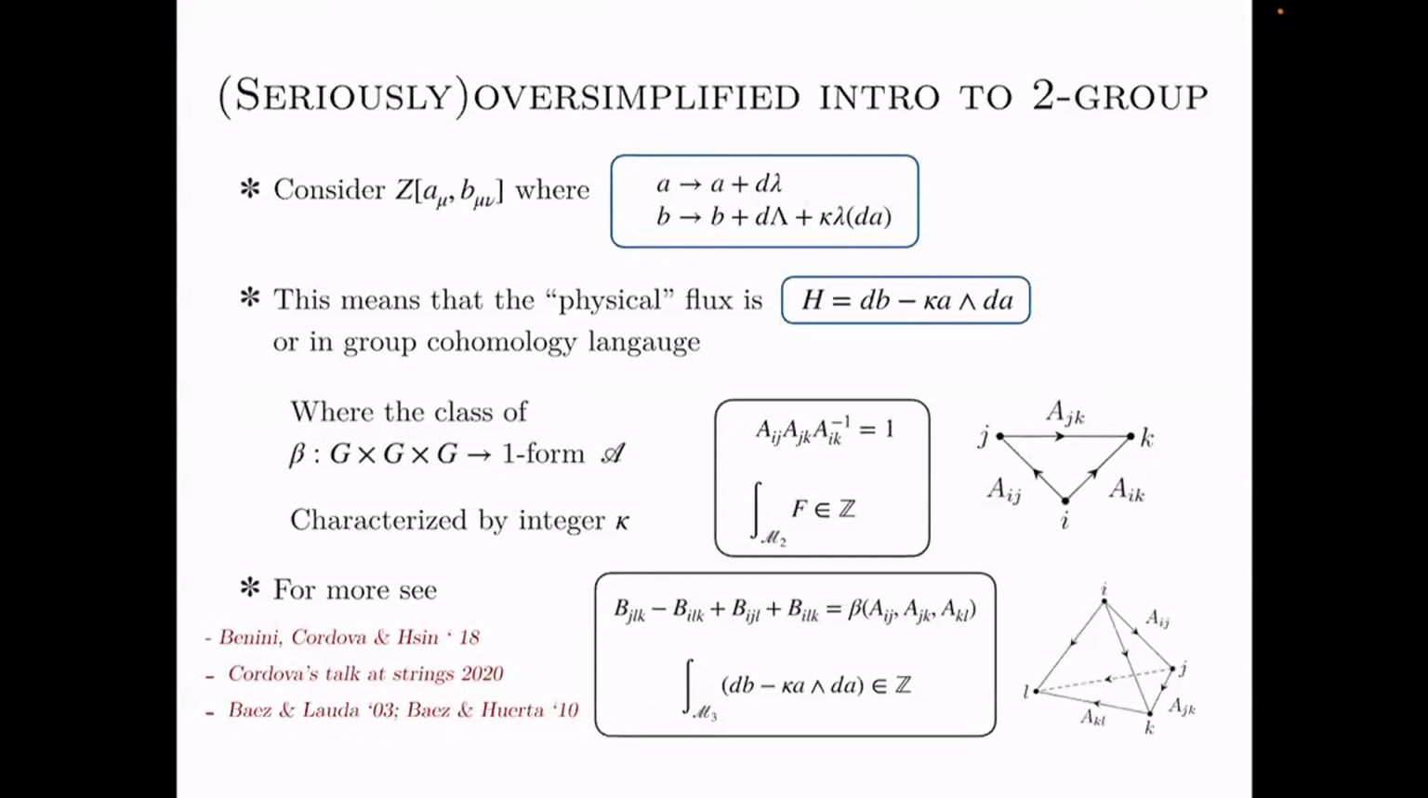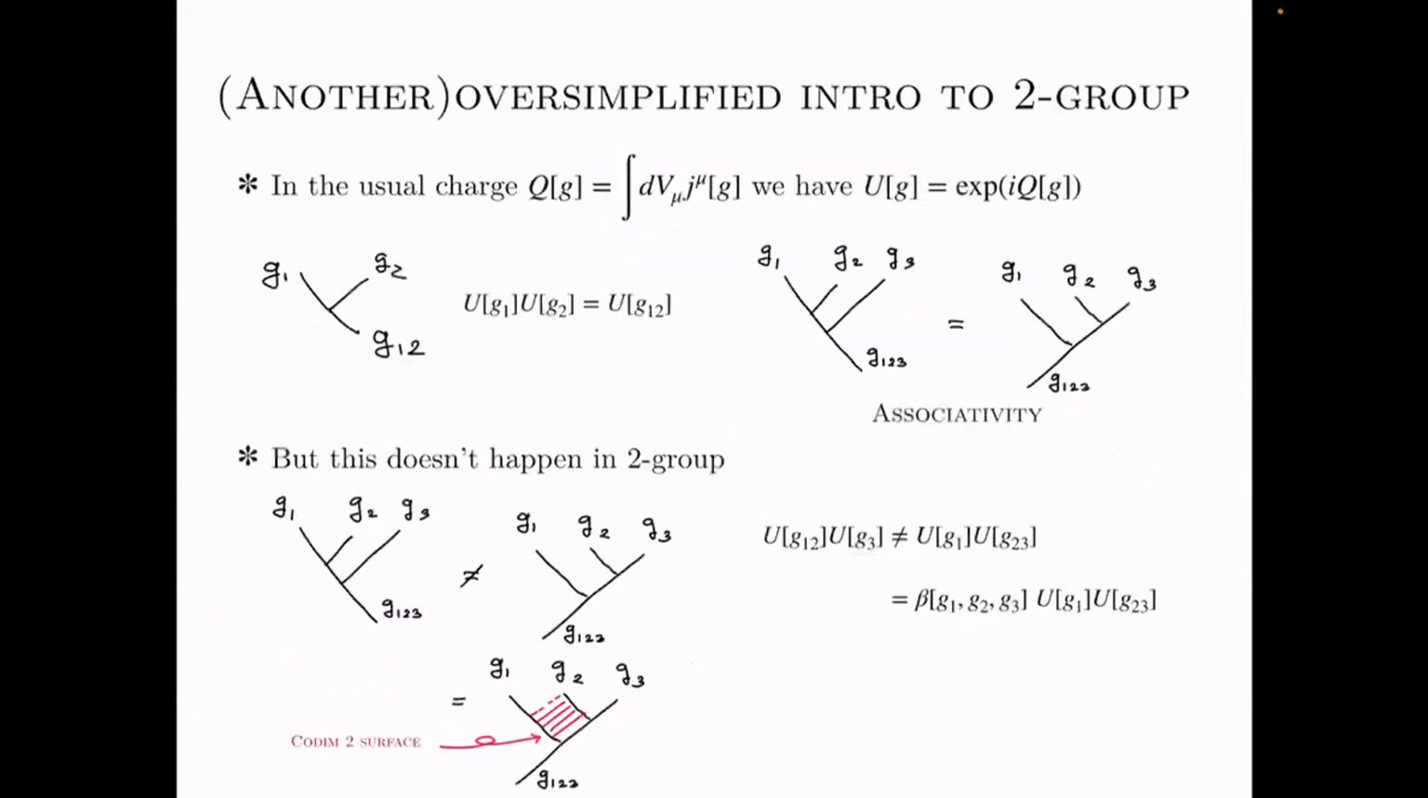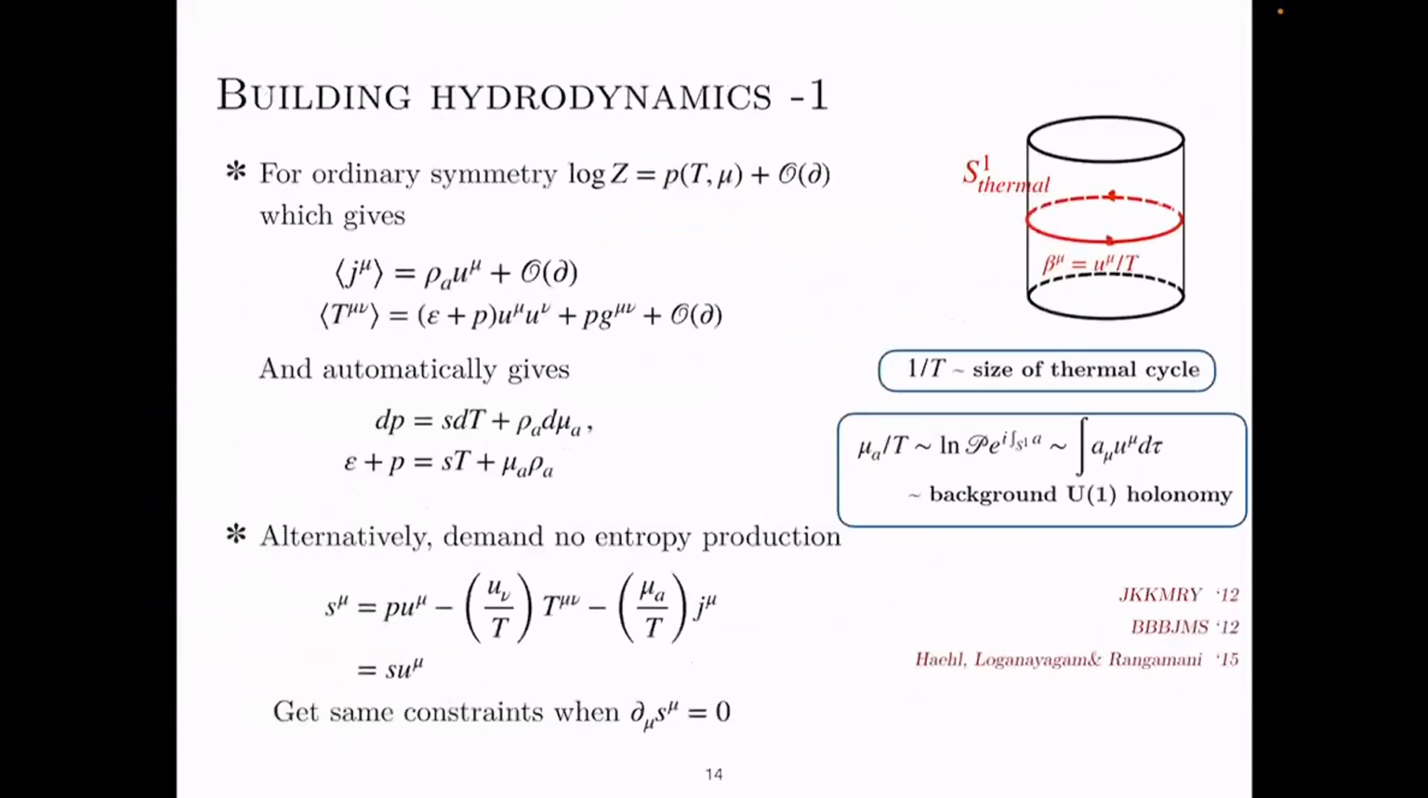So I will skip this as well. If you want to see how you get the two-group by relaxing the associativity, then I can come back to this at the end, but it's not so important right now. Okay, so now we kind of know what a two-group is.